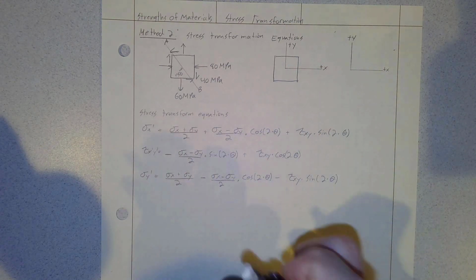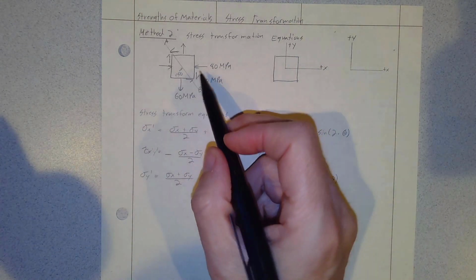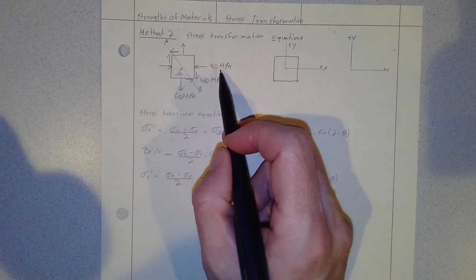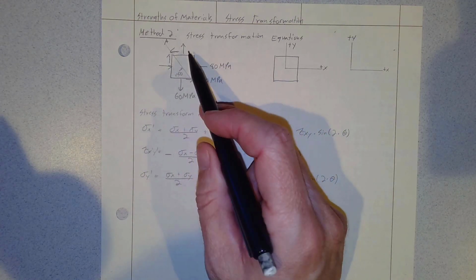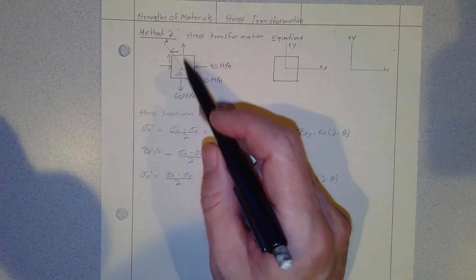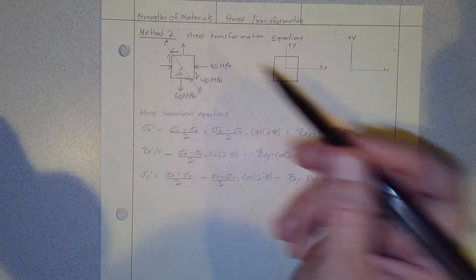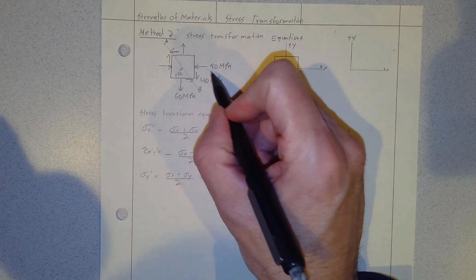So we have our same little element here that's got 80 megapascals of compressive normal force on the x-axis, 60 megapascals of tensile normal force on the y-axis, and 40 megapascals of shear stress. Okay, so let's talk about sign conventions of the forces first.